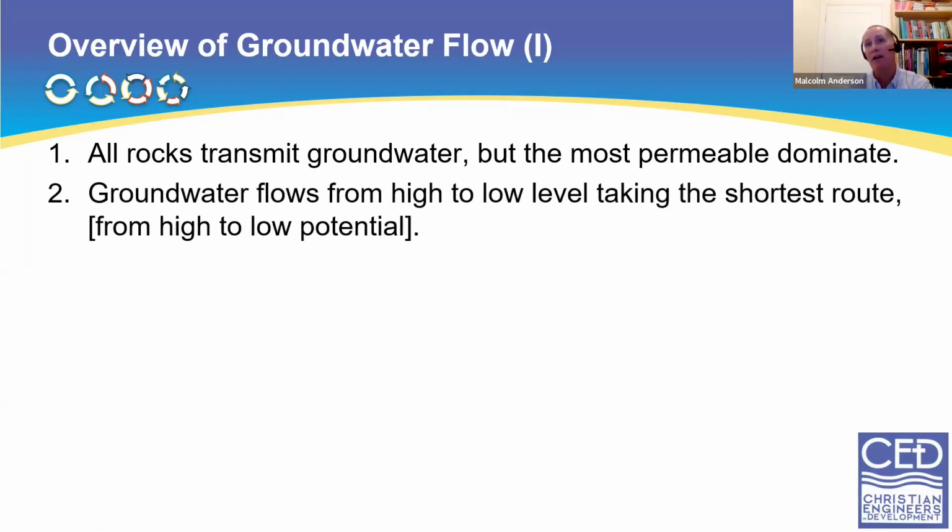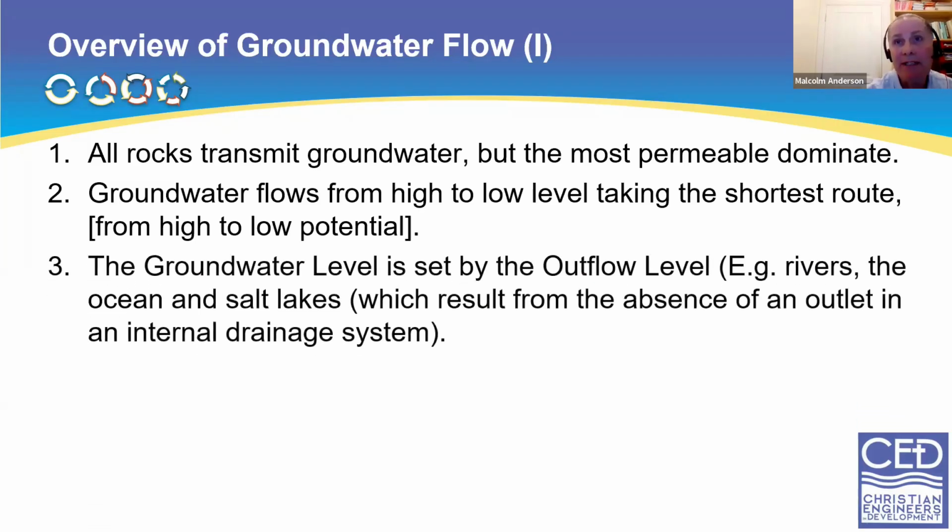Groundwater flows from high to low level, taking the shortest route. It's actually flowing from high to low potential if you're an engineer. The groundwater level is set by the outflow level, and this is something that really helps in terms of trying to get to grips with how the groundwater is. If the groundwater is flowing into a lake, then that lake level will be the lowest point in the groundwater system, and all the groundwater level from there will be higher because it has to flow downhill to reach that lake. Similarly with the ocean, groundwater levels will be above the ocean level as you move inland.